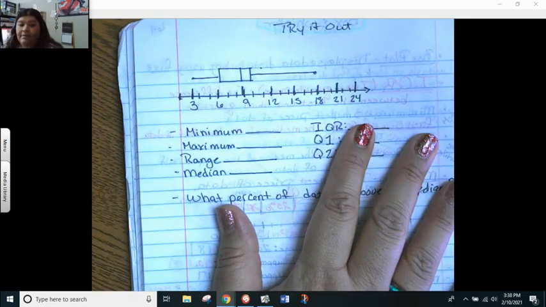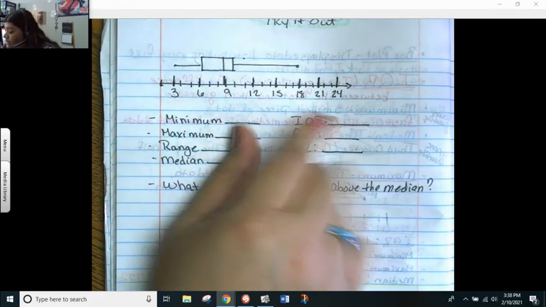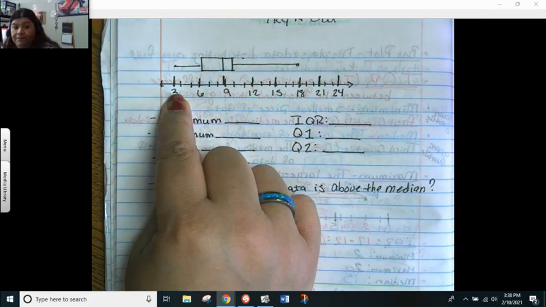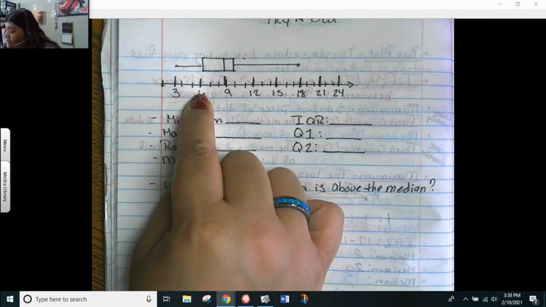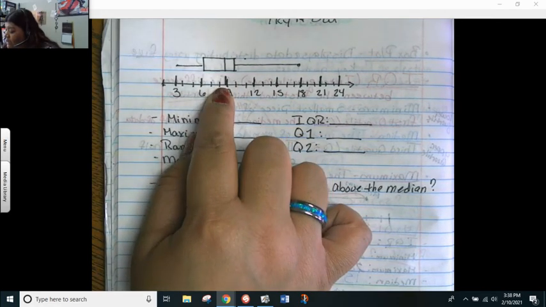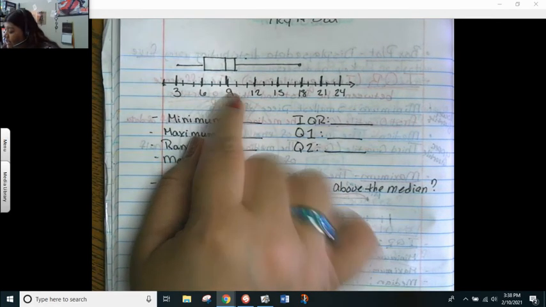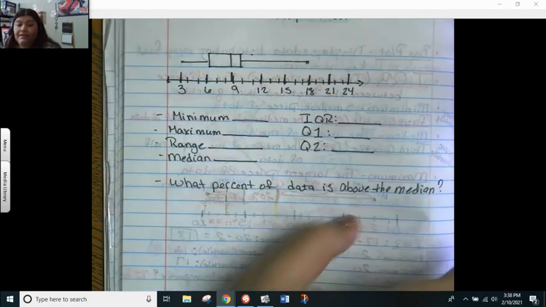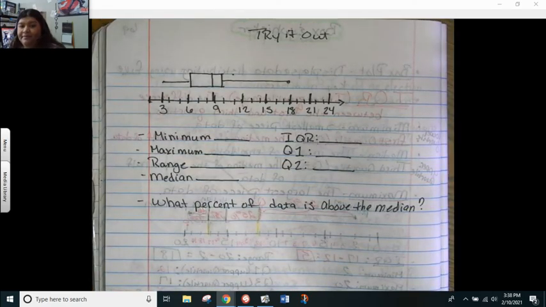So let me go ahead and give you your try it out. So you can try them and see how you do, okay? To help you out when you draw it, this is above the 3. This is above the 6. This one's above the 9, 10, and 18. Okay, so go ahead and press pause and try it out.